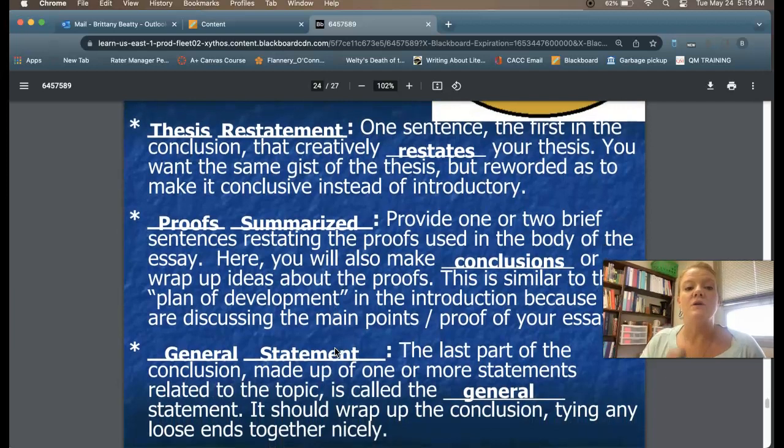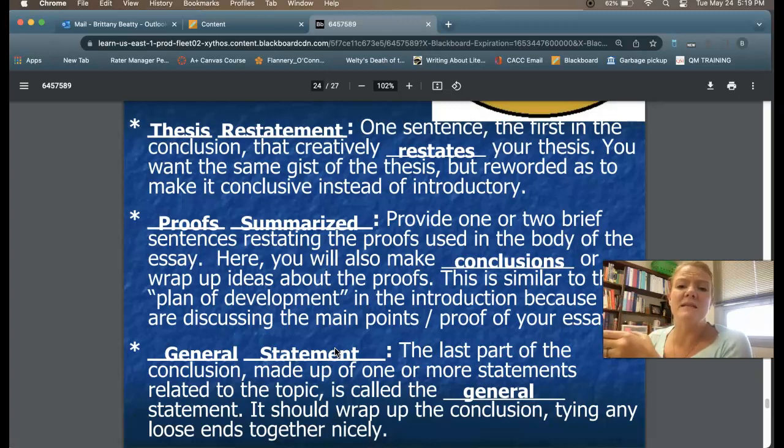So, how do you start with a thesis statement? Well, you reword your thesis statement. You take your thesis statement from your introduction, and you reword it. You do not copy and paste it. It should mean the same thing, it should include the same information, and it should be said in a different way. And then after you restate your thesis, you summarize your evidence and your opinion. You don't want to copy and paste here either. You just want to summarize the ideas that you've had.